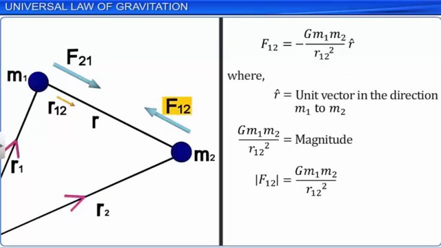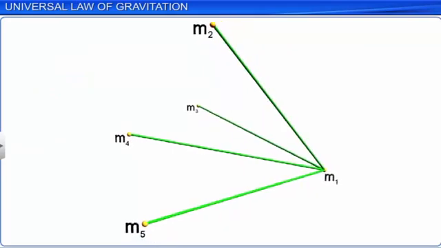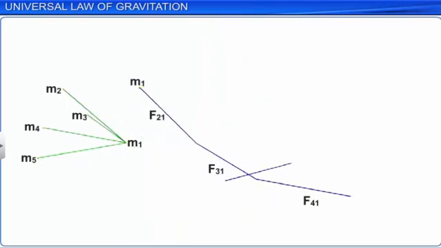Now, let's consider a system with more than two point masses, say M1, M2, M3, M4 and M5, placed at different positions in space. In this case, the net gravitational force exerted on a single mass, say M1, is the vector sum of the gravitational forces of all the other four masses on M1. Thus, the net gravitational force on the particle of mass M1 is given by F1 net is equal to the vector sum of F21, F31, F41 and F51.